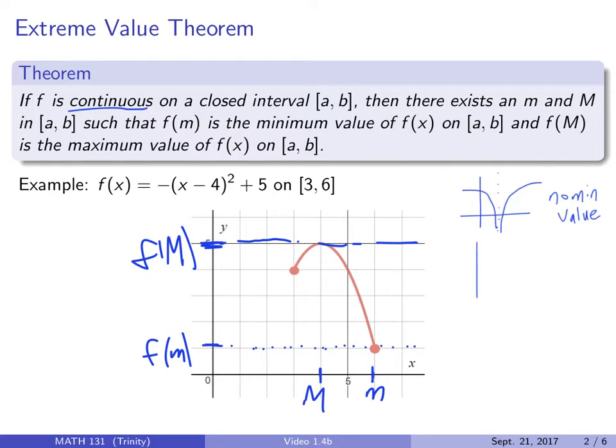We also have to make sure that my function is closed on this interval. If not, I could have something like this, which again has no minimum value because my function will never actually reach that point right here. But as long as my function is continuous on a closed interval, I can conclude that the minimum and maximum values are attained by some little m and big M in your interval from a to b.